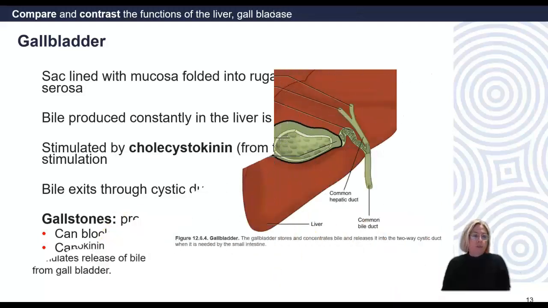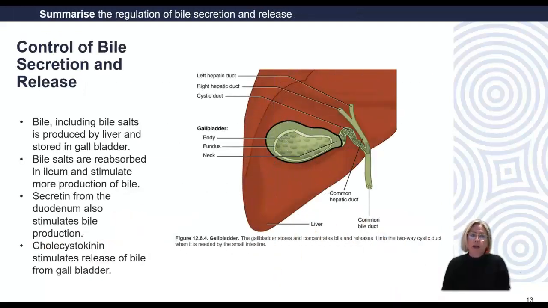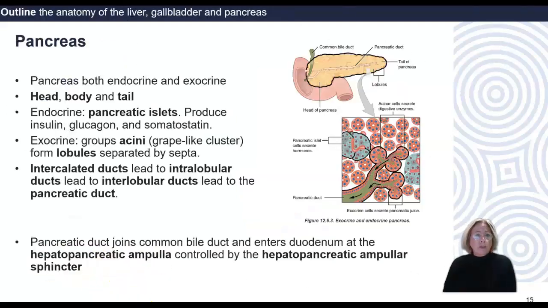The last thing we're going to say about bile is the control of bile secretion and release. So bile, including bile salts, is produced by the liver and stored in the gallbladder. The bile salts are reabsorbed in the ileum and stimulate more production of bile, so it's recycled, right? The hormone secretin from the duodenum also stimulates bile production, and cholecystokinin then stimulates the release of bile from the gallbladder. We're now going to talk about the pancreas.